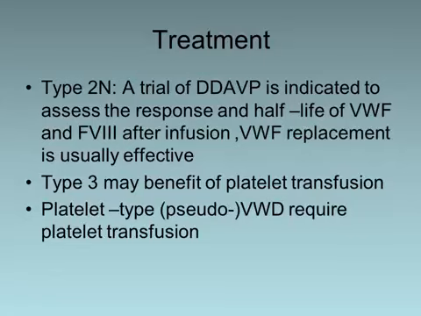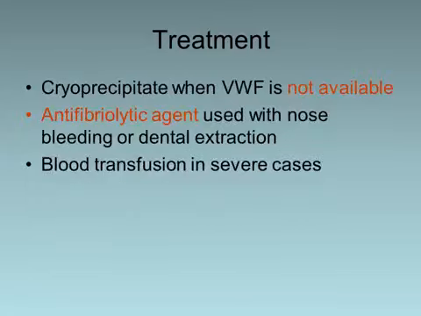In 2N, a trial of DDAVP is indicated to assess the response and half-life of von Willebrand factor and factor 8 after infusion. Von Willebrand factor replacement is usually effective. So, DDAVP is only of benefit in type 1, while in type 2 and its subtypes von Willebrand factor replacement is necessary. In type 3, may benefit from platelet transfusion. In platelet type pseudo von Willebrand disease also require platelet transfusion.